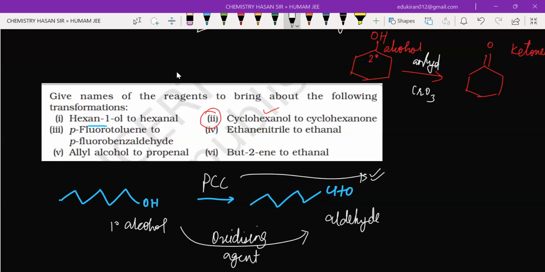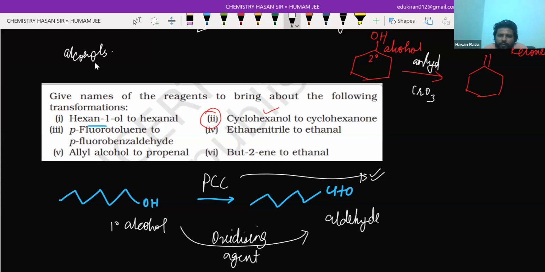Sir, I'm not getting which oxidizing agent I should apply. Oh, see, when you are going to study the chemical reactions of alcohols, we use different types of oxidizing and reducing agents. An oxidizing agent is the one which will oxidize a particular reactant, but it depends upon its strength as well, how much oxidizing nature it has.